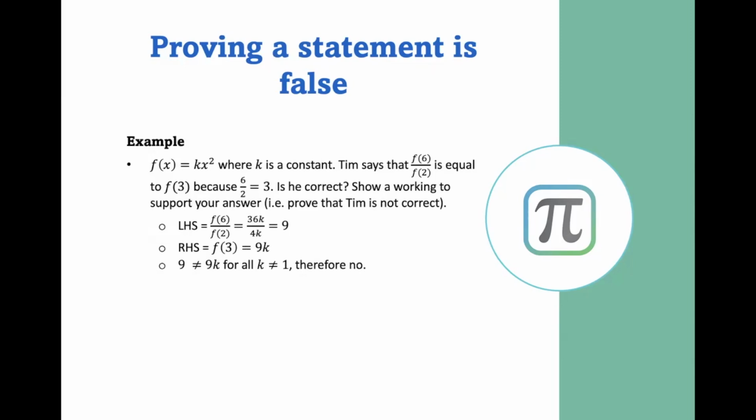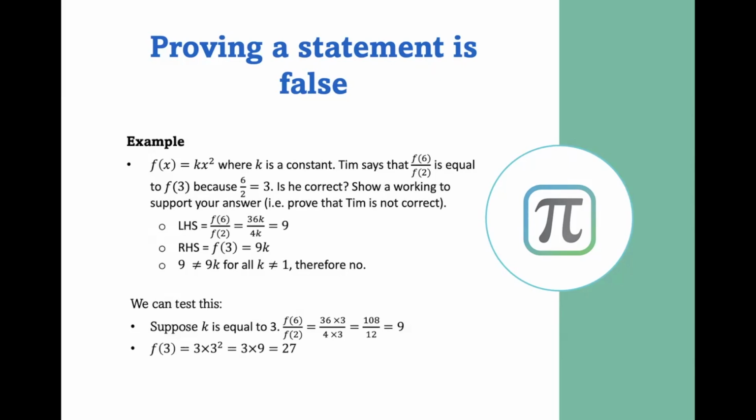Well, then 9 would not equal 9k whenever it's the case that k does not equal 1. So no, Tim is not correct. And again, if we want to verify this, we can test our proof again. Suppose k is equal to 3, but you could use any number that's not 1. Then f of 6 divided by f of 2 gives 9, as before. But when we put 3 into the function, we get an output of 27. And 27 is not equal to 9.